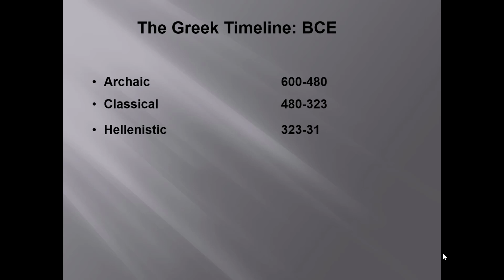The late classical and early Hellenistic periods are 4th century, and the rest of BCE is Hellenistic, up to the defeat of the last Macedonian emperor at the Battle of Actium. And then it's on to Rome.